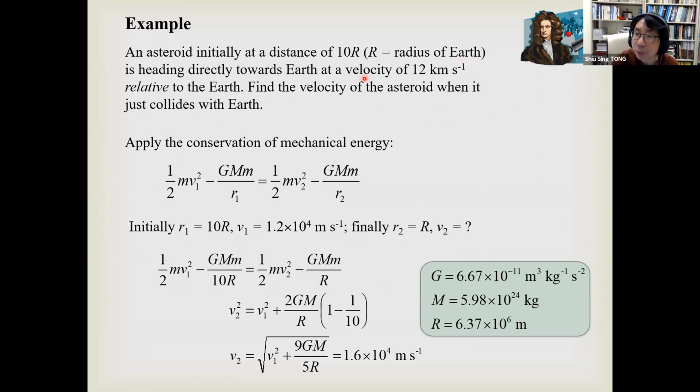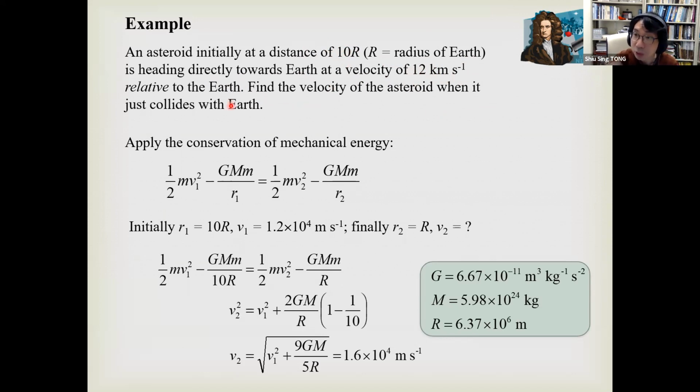And it's heading directly towards the Earth. It has an initial velocity of 12 kilometers per second. That is the velocity at the distance 10 R from the Earth. And I would like to find the velocity of the asteroid when it hits the surface of the Earth.